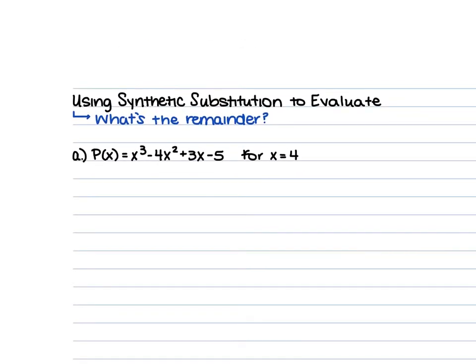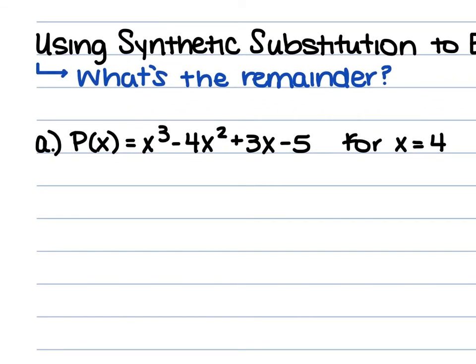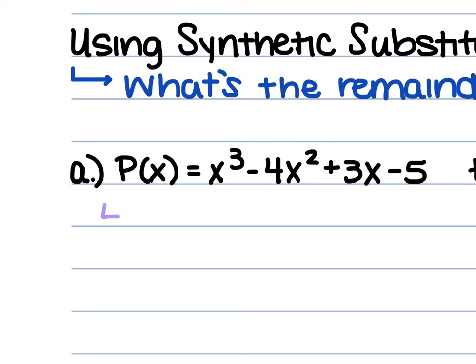Look at our next set of examples. We're using synthetic substitution to evaluate. So for this one, we're doing the same exact thing, but this tells us what x is equal to. So for A, we have p of x is equal to x cubed minus 4x squared plus 3x minus 5. We're seeing if 4 goes into it evenly. So the 4 is going to go on the outside. We have a 3, we have a 2, we have a 1, then we have a constant, so we're good.